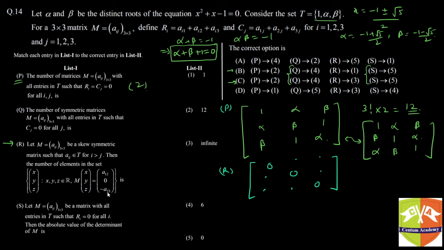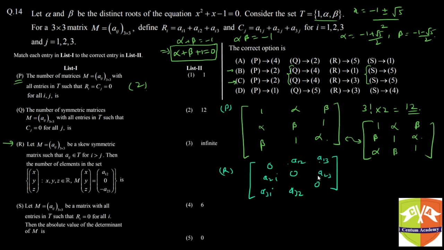So what we can do here is suppose we fill these three elements in any arbitrary way, suppose 1, alpha, beta, then we know what will be the elements above this. Another thing that we can do is multiply this M with (x, y, z) and equate it to (A12, 0, minus A23). Let me write these elements. This is A12, this is A13, A21, A22, A23 and A31, A32 and A33 which is 0. These are negative of each other, negative of each other, negative of each other.